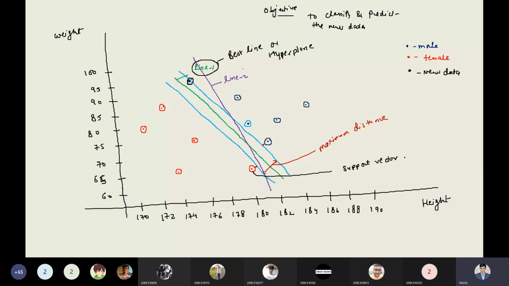Can we say from the female? From the female, this is the data point which is closest to our hyperplane. So this would be the support vector. Same thing, we are having multiple support vectors. We are classifying our information. So this is the point. We are not having just one support vector. We can have multiple support vectors.